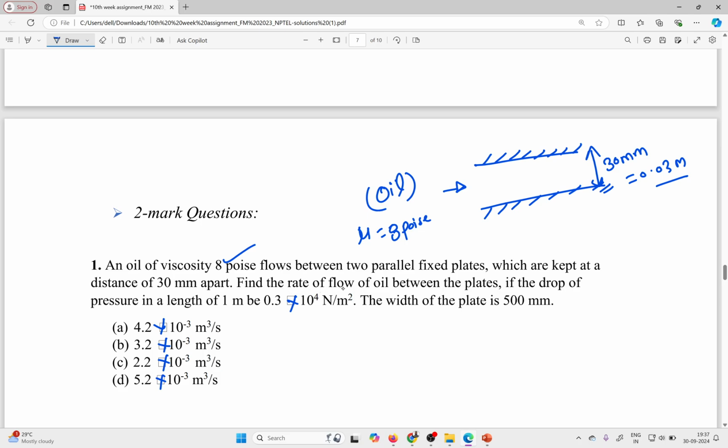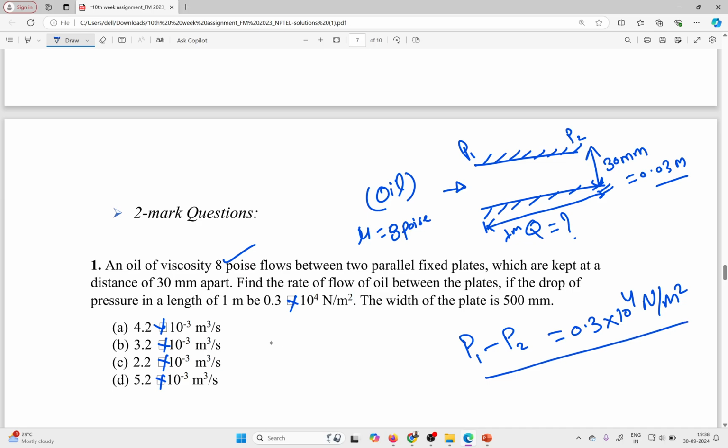Find the rate of flow of oil between the plates if the drop of pressure in a length of 1 meter, if I write this is 1 meter, and here is P1, here is P2. So the drop in the length of 1 meter is 0.3 into 10 to the power 4 Newton per meter square. If I take the difference between P1 and P2, it will be 0.3 into 10 to the power 4 Newton per meter square. This statement is telling these things.